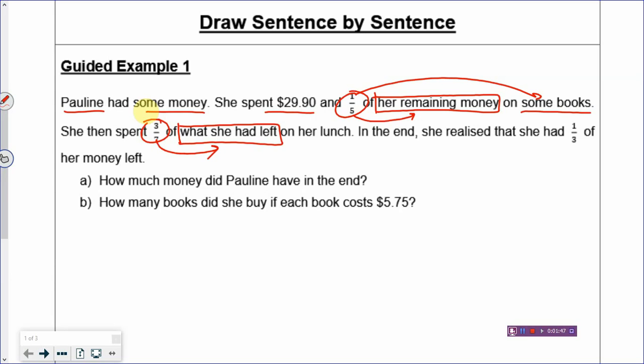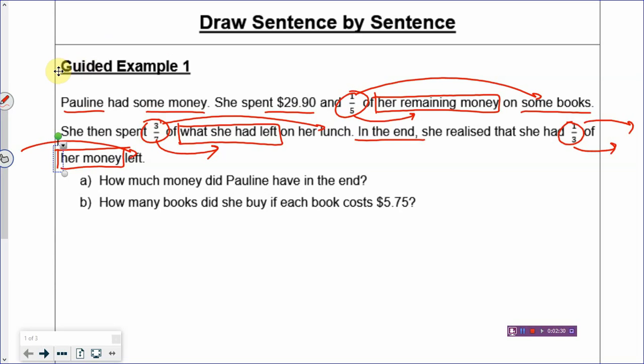So what she had left is 7 boxes, and she spent 3 boxes on her lunch. And in the end, she realized that she had 1/3 of her money left. So what is this fraction referring to? Now this fraction is referring to all her money. And how do you break up? All her money has 3 boxes, and 1 box of the money is left. Got it? Alright, so you can see that there are quite a few fractions over here. So what do we do if you see more than one fraction? You need to ask what they are referring to.